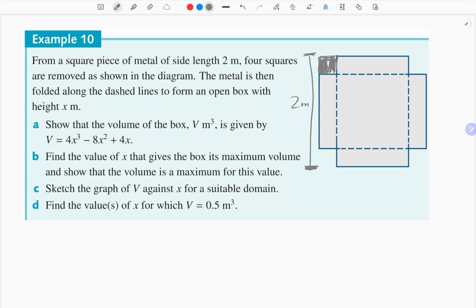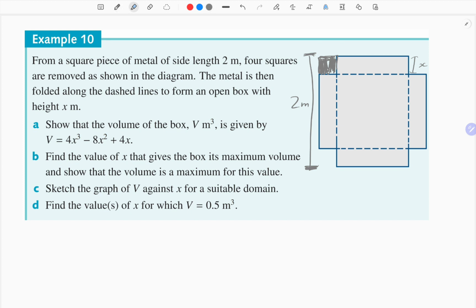And then the metal is folded along the dashed line to form an open box with height x. How would I put this height x into the shape here? Like the little bit here, right? Yes, that is correct. That tiny bit there is x. Regardless of where you draw it, it will be the same.